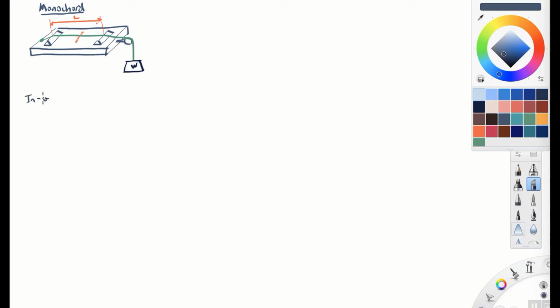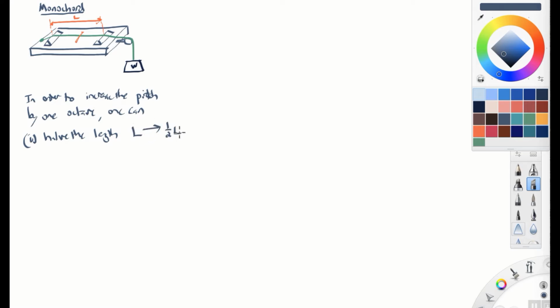So in order to increase the pitch of the note, P-I-T, pitch, by 1 octave, one can, this is the first way to do it, halve the length of the monochord. That is, start with a certain length and take it to 1/2 the length. Okay? But there's another way to change the pitch by an octave.